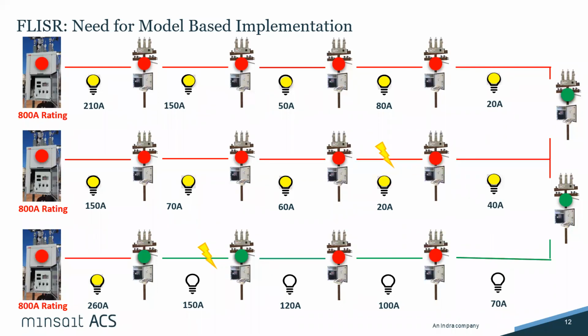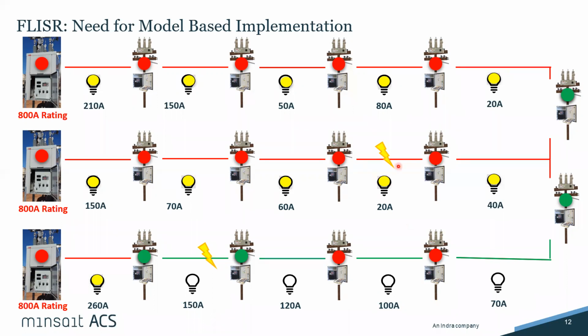Well, this is when a rules-based system would start to break down, simply because there are so many different iterations that it would be really tough to account for. But if you're using a model-based implementation, you're always using that real-time model and real-time situational awareness to know the best way to reconfigure your system. So let's go through the process.